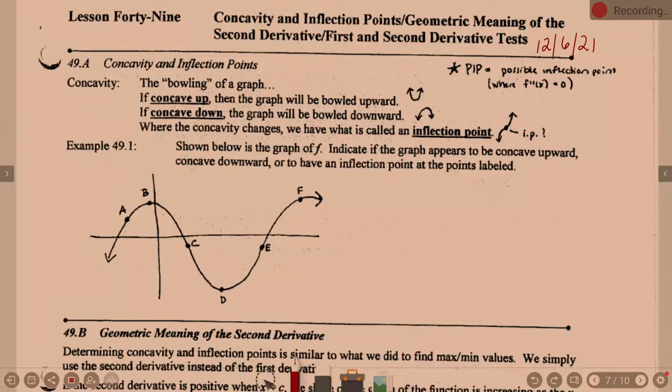Okay, so lesson 49, concavity and inflection points. What have you already read for us, right? Geometric meaning of second derivative, first and second derivative test. So we've learned a lot about the first derivative already, yes? And the first derivative helps us know if a graph is increasing or decreasing. Okay, so the second derivative is going to talk about concavity.